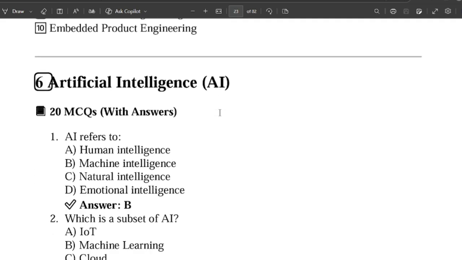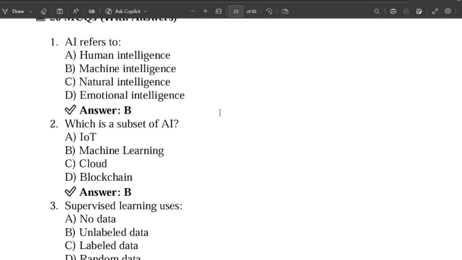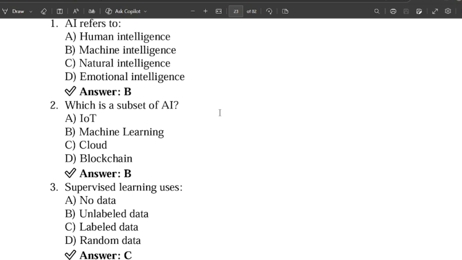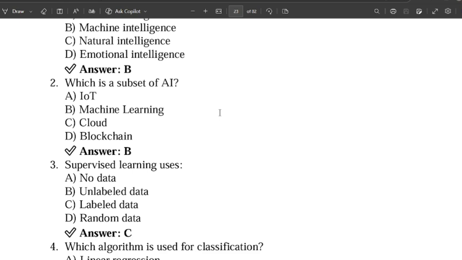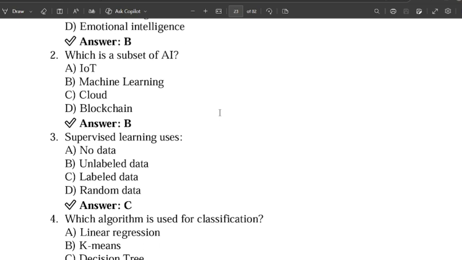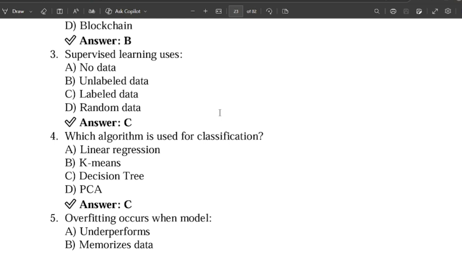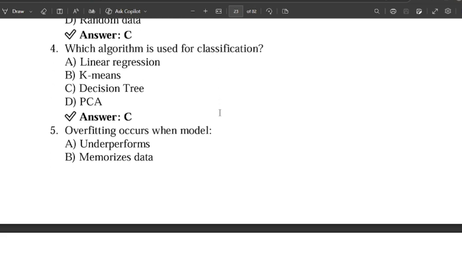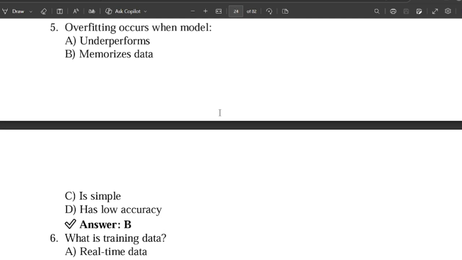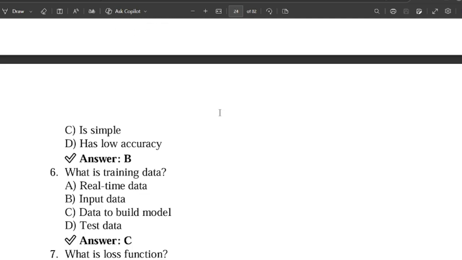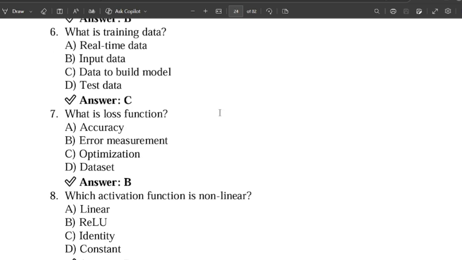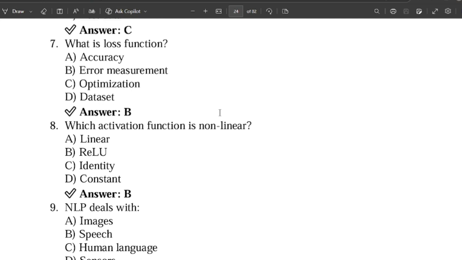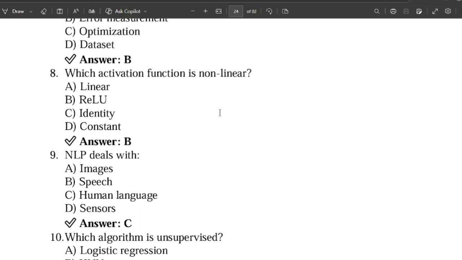Okay, so artificial intelligence. AI refers to artificial intelligence, and machine learning is a subset of AI. Supervised learning uses labeled data. Which algorithm is used for classification? Decision tree. Overfitting occurs when the model has memorized the data. What is training data? Data to build a model. What is a loss function? Error measurement.